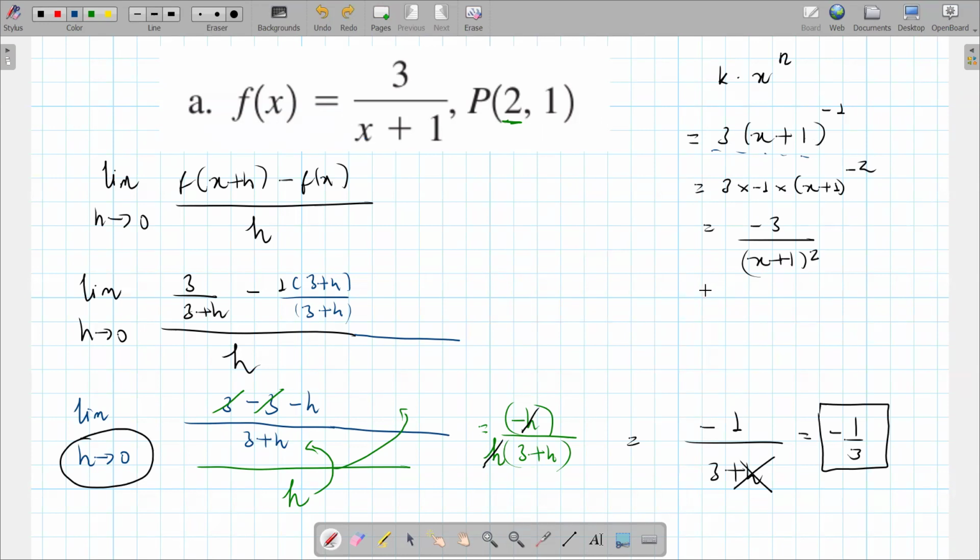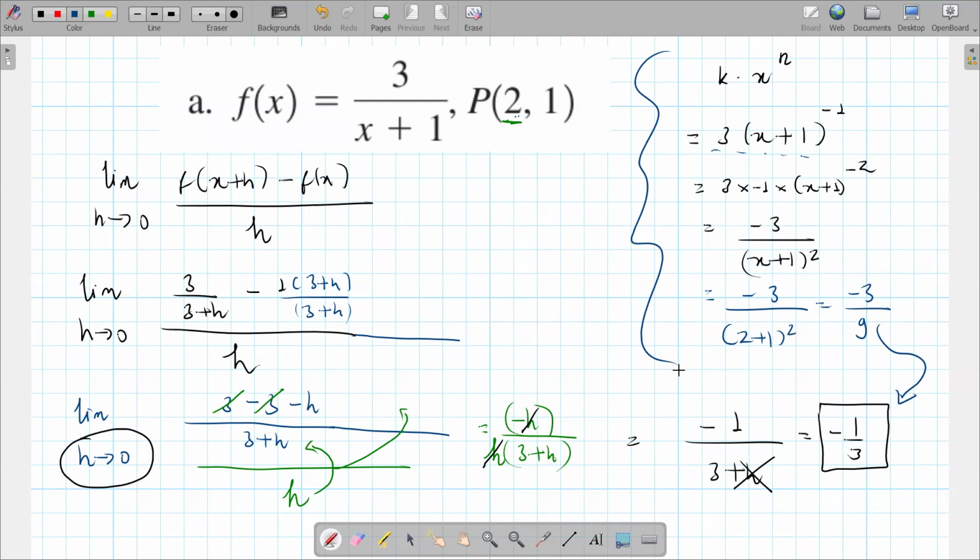So now we just replace this with the x value. So look at this, -3 over 2 plus 1 squared. That's -3 over 9, and that reduces to -1 over 3. So there you go. Shortcut method, obviously super easy to use, quicker, but not always gonna work, okay?